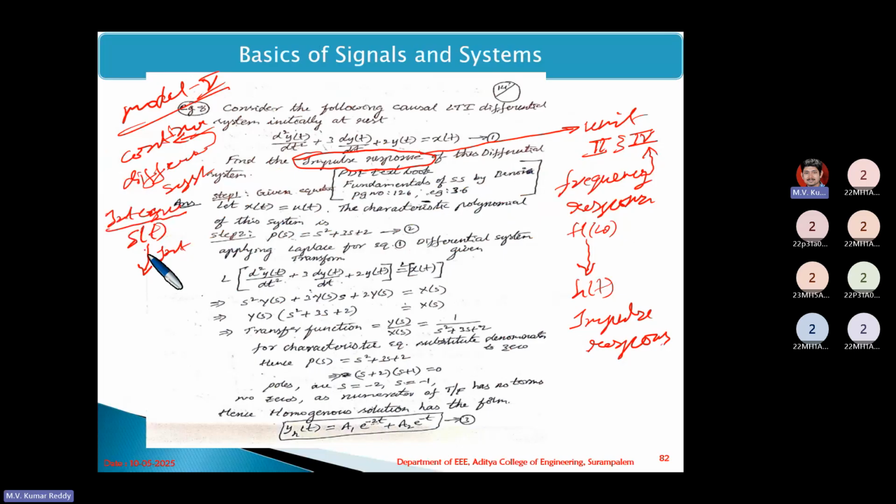Integration. Delta of t is integrated, then you have u of t. U of t is integrated, then we have r of t. R of t is integrated, we have p of t.